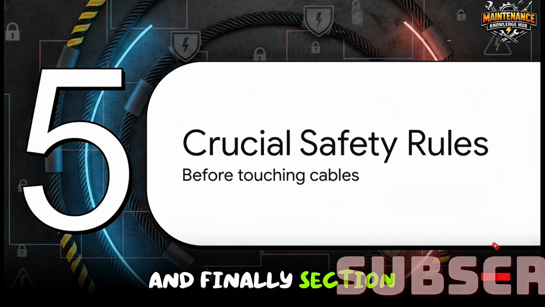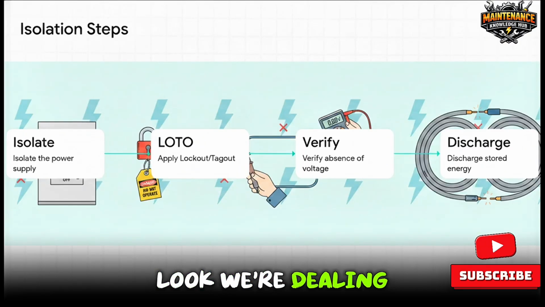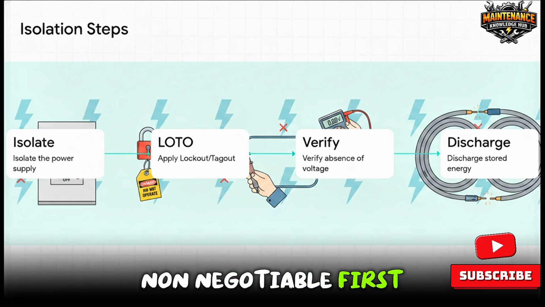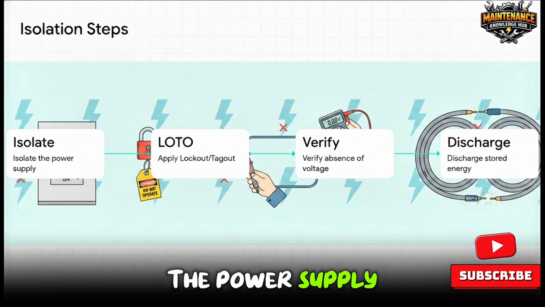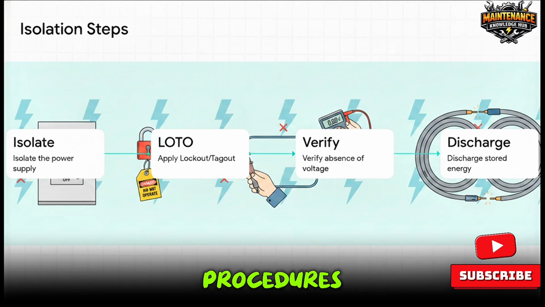And finally, Section 5, Crucial Testing Safety Precautions. Look, we're dealing with immense, lethal amounts of energy here. Before a single test instrument is connected, these 4 isolation steps are completely non-negotiable. First, you must isolate the power supply. Second, strictly apply lockout/tagout, or LOTO, procedures so nobody can accidentally flip the power back on.